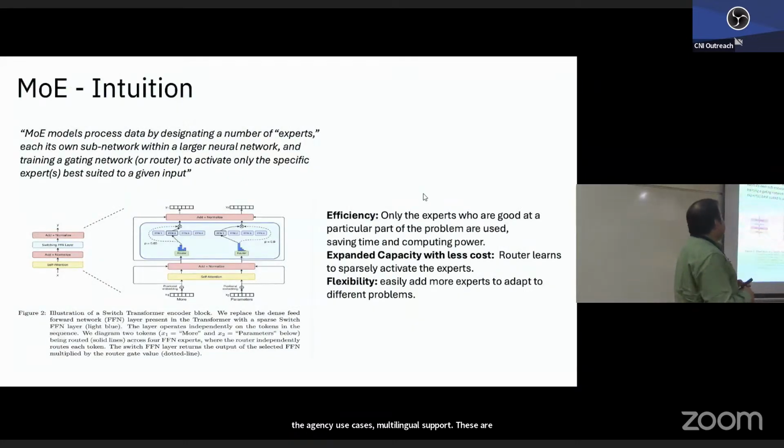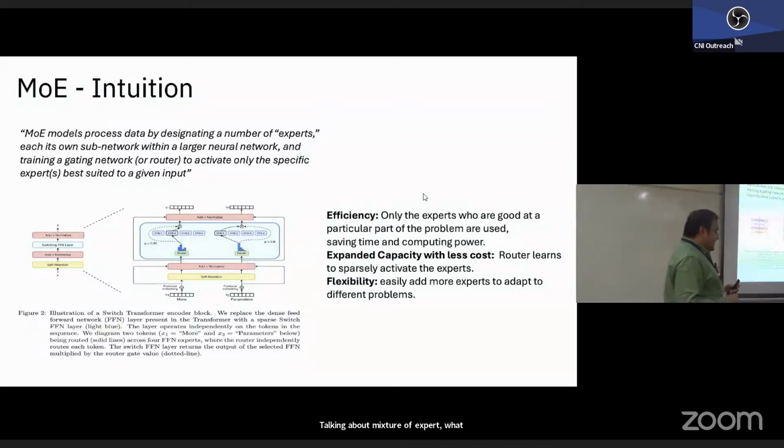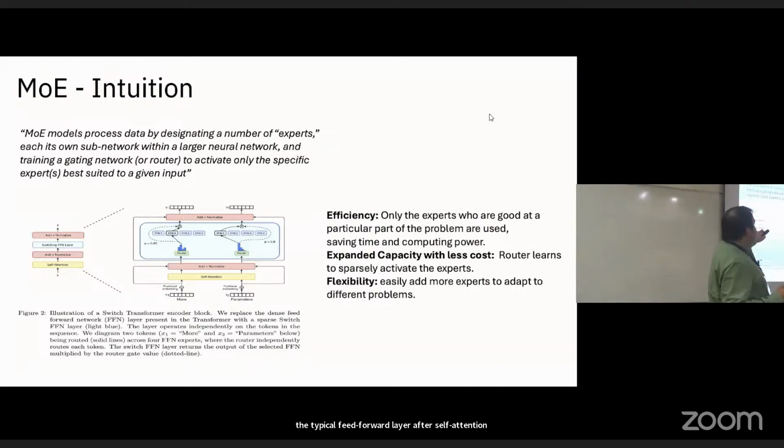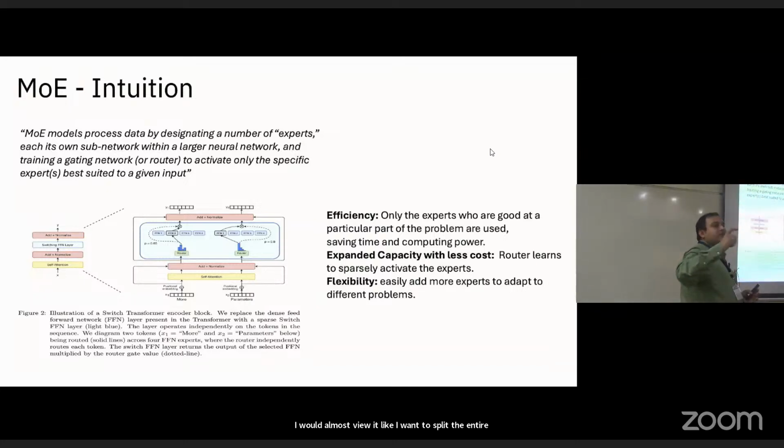Talking about mixture of experts, what really happens is, if you remember the initial diagram that I showed of the transformer, the typical feed forward layer after self attention. The idea is, I will just stick with the intuition so that you can at least figure out where the appeal really lies. Here, instead of a single feed forward neural network, I want to split the entire network into multiple parts, each part behaving like an expert.